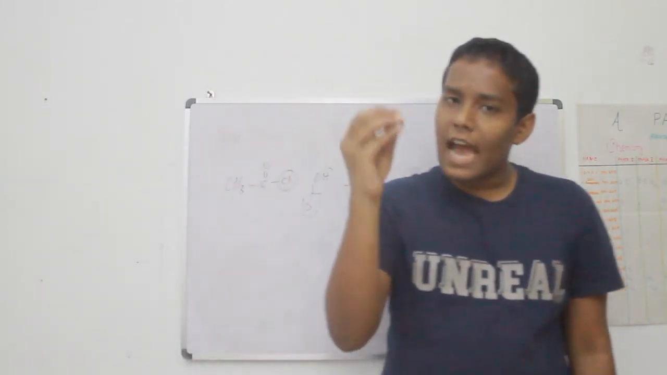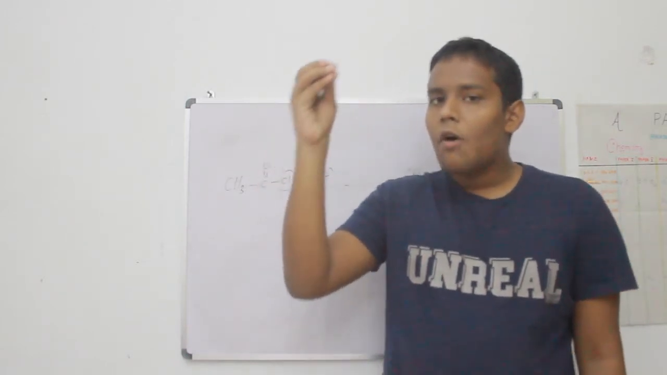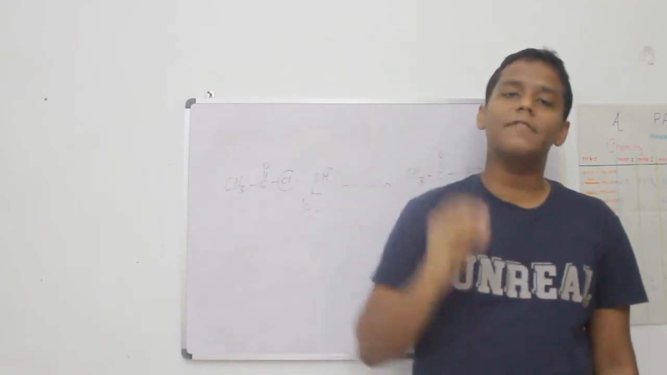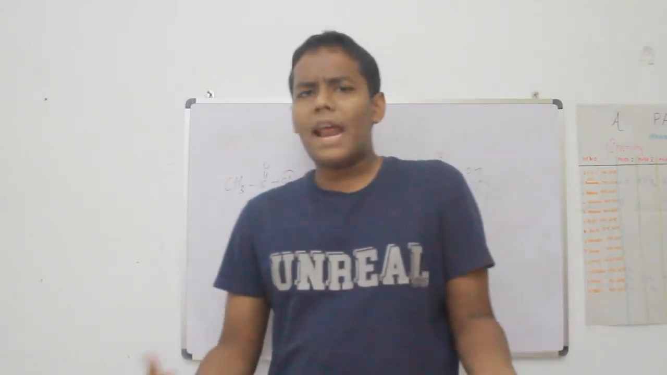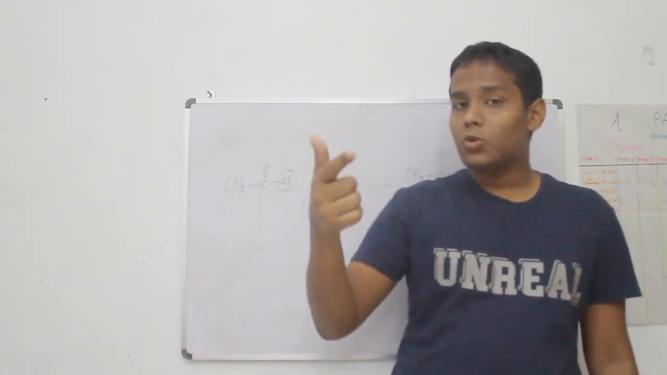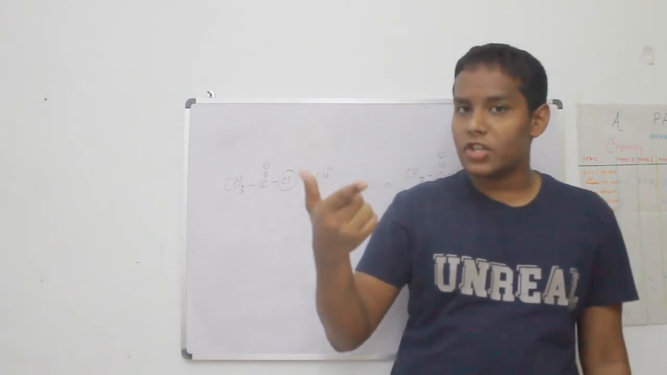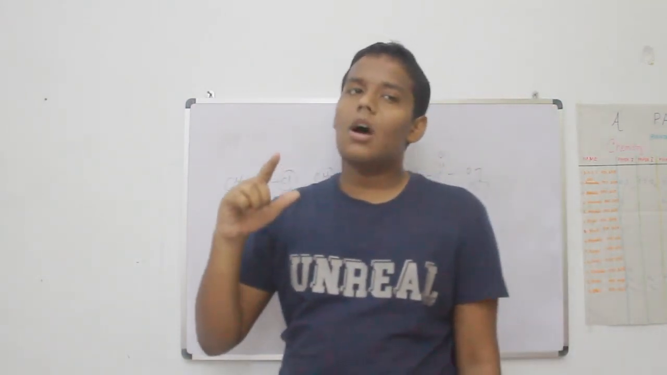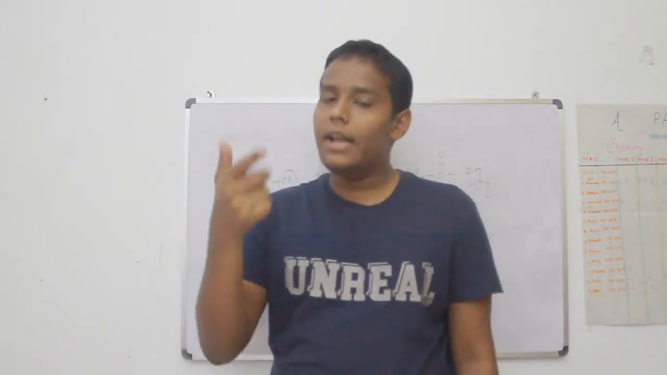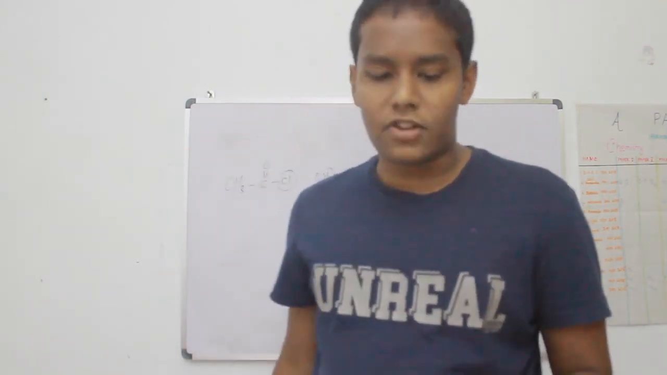Okay, 17. Half-life of a reaction. What is half-life of a reaction? Half-life of a reaction is the time taken for the concentration of a particular component in a reaction to become half of its initial value. So what are the parameters on which this half-life depends? Number 1, it depends on temperature. Number 2, it depends on the order of the reaction. Then it depends on the rate constant of the reaction.